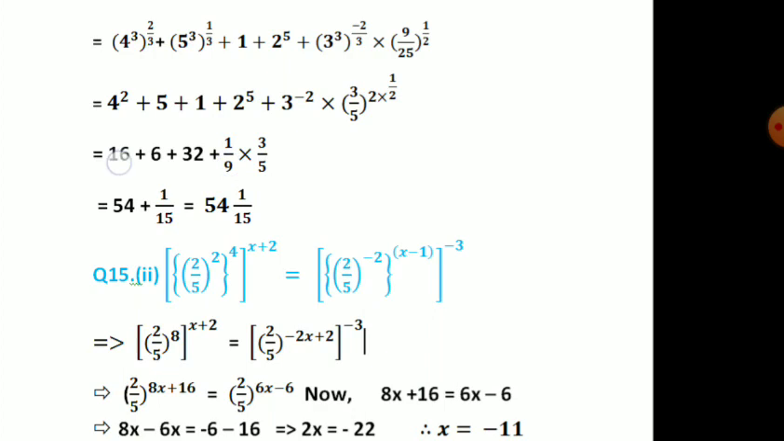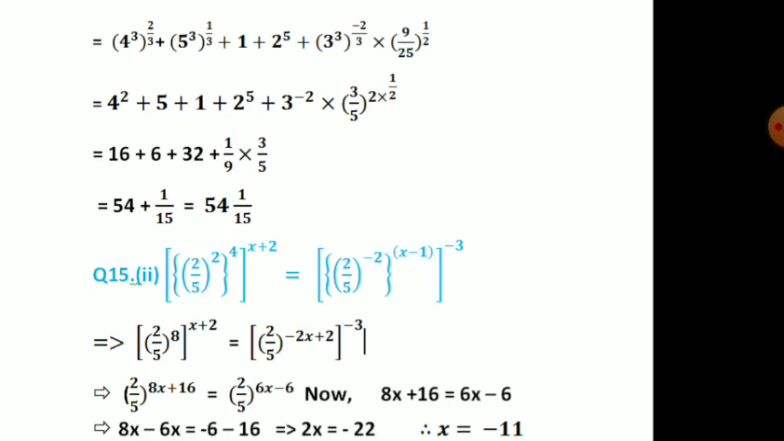Now adding all these numbers, that is 16 plus 6 plus 32, will give us 54. Plus, if I multiply this 1 by 9 into 3 by 5, that is equal to 1 by 15. So I've written it here as plus 1 by 15. That is equal to 54 1 by 15 as a mixed fraction.